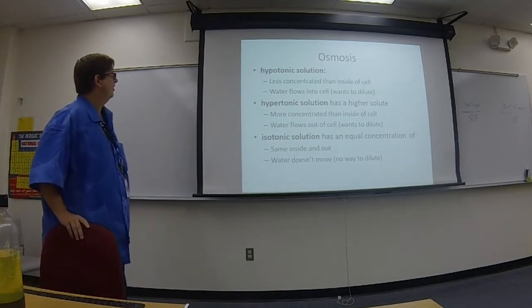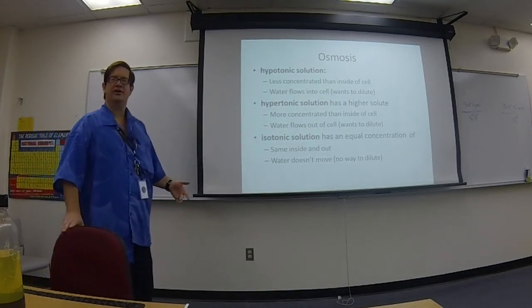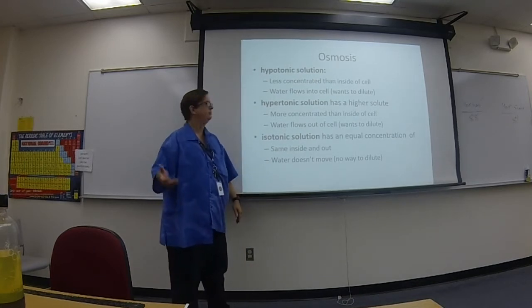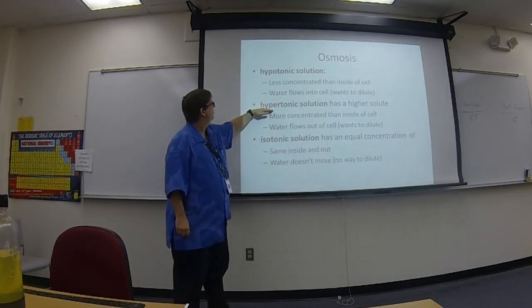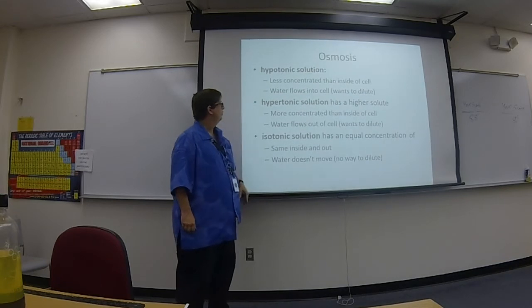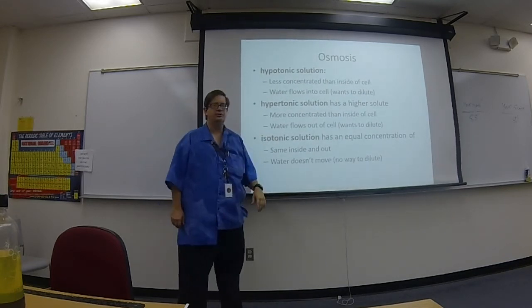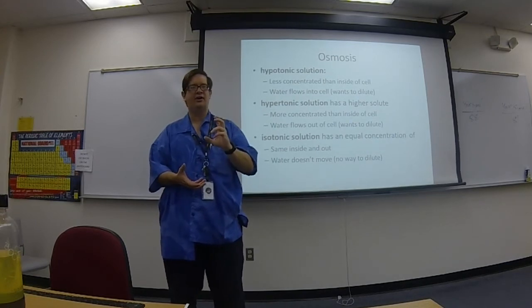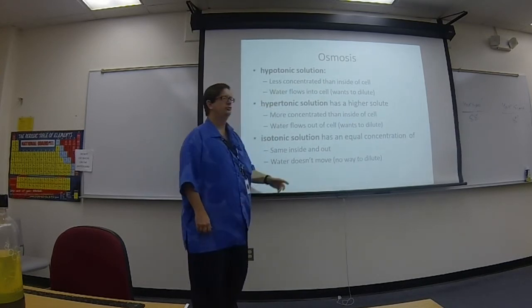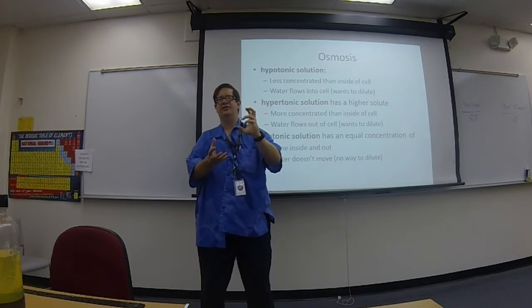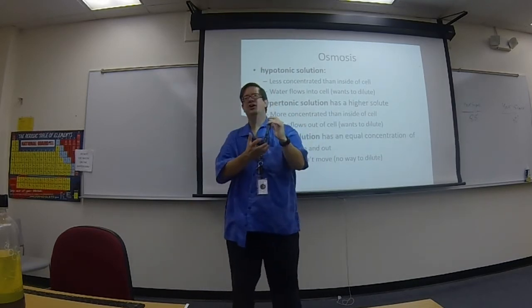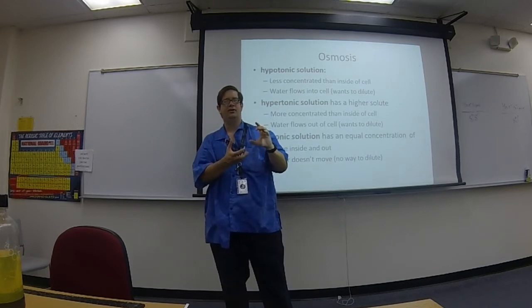So in lab, we talked about hypo and hyper and isotonic solutions. Tonic means concentration. Iso means same. Good? Hyper means above. Hypo means below. If we have an isotonic solution, it is the same concentration as the inside of the cell. If we have a hypertonic solution, it is more concentrated than the inside of the cell. If we have a hypotonic solution, it is less concentrated than the inside of the cell. Does that make sense?